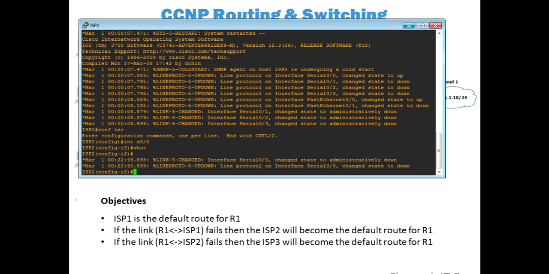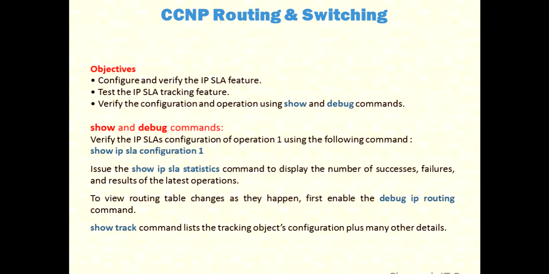I listed here some commands to help you in troubleshooting. Show ip sla configuration 1, where 1 is the operation, verifies the IP SLA configuration of operation 1. Show ip sla statistics displays the number of successes and failures and the result of the latest operations. To view routing table changes as they happen, first enable debug ip routing, which I did before. Show track lists the tracking objects configuration plus many other details.